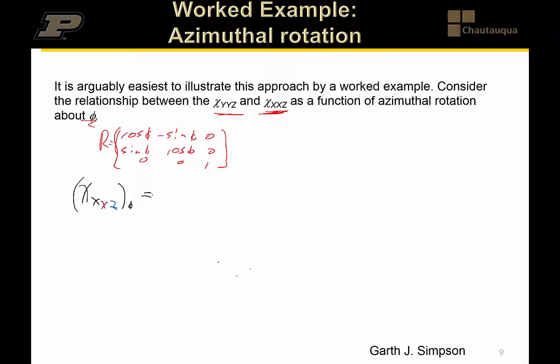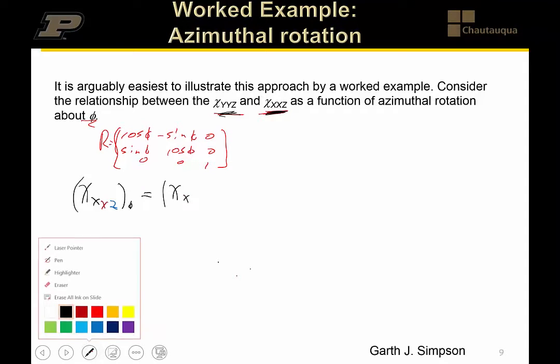It's going to have two contributions. It'll have the initial contribution from χxxz, and then because you're rotating the reference frame, there'll also be an additional contribution from the value of whatever χyyz was. So let's consider first the contribution from χxxz in the initial reference frame.